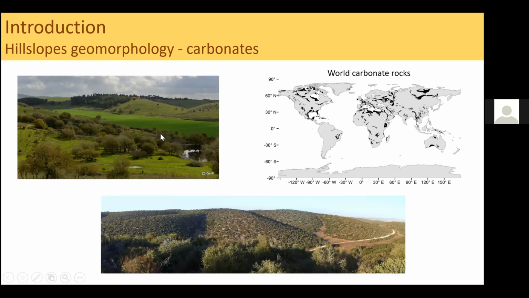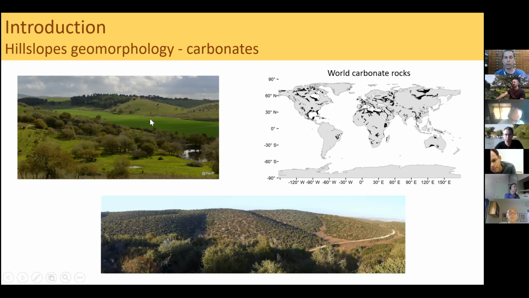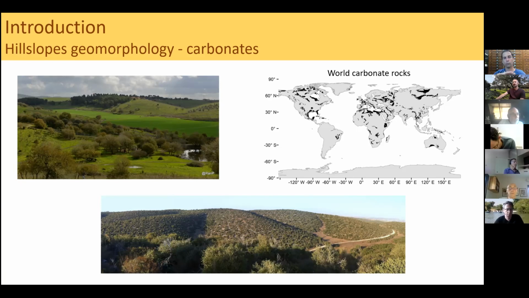Hillslopes are often soil covered, and the soil covered hillslopes usually have a distinct round and convex morphology. And many hillslopes are developed on carbonate landscapes, on limestone, chalkstone, . And you can see on the map that carbonate areas are very abundant on Earth.